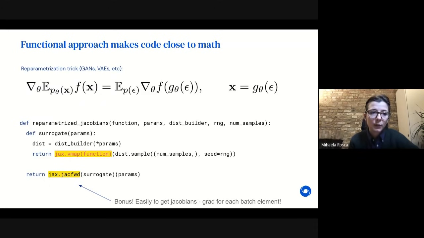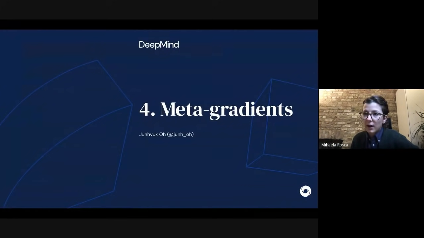So I think this is really, really convenient and very easy to reason about. And that's it for me. And I'm going to give it up to June, who's going to talk about meta gradients.